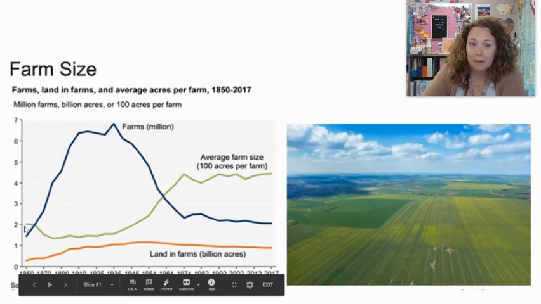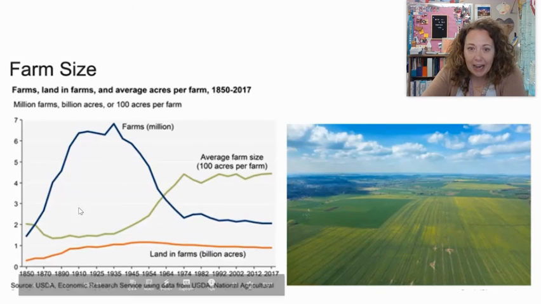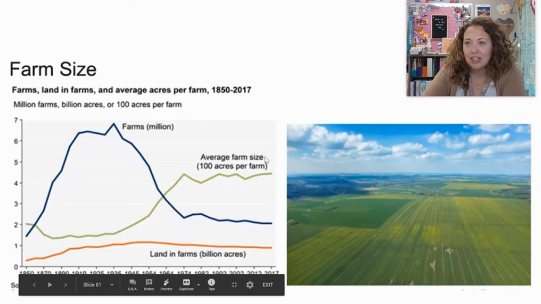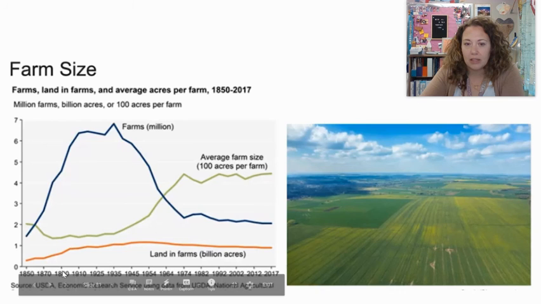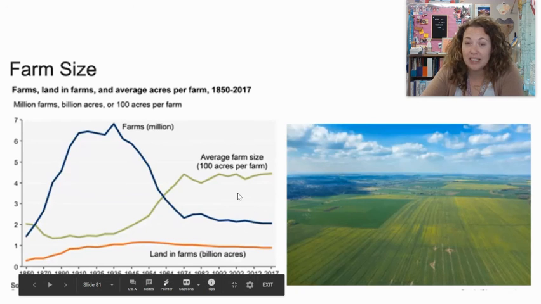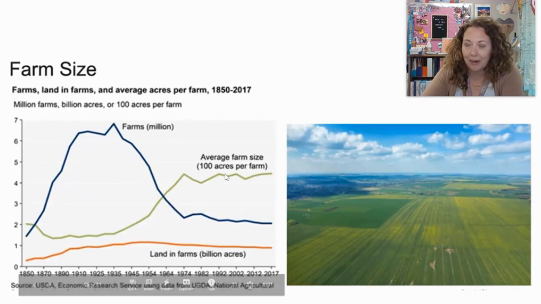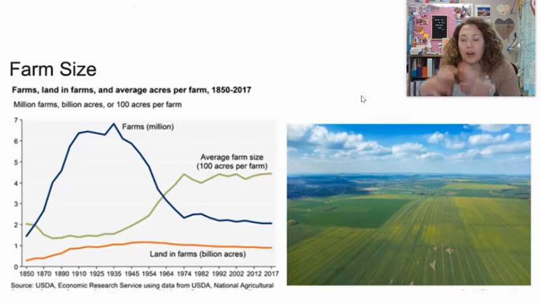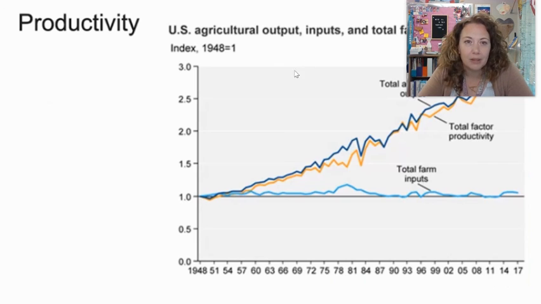Here's what's really interesting. The number of farms has absolutely decreased, and the average size of farms has increased. So we can hypothesize here that even though the land in farms has not changed, the number of private, smaller family-owned farms has decreased, probably because they got bought up by larger conglomerate corporations that have been able to grow their individual farm size.